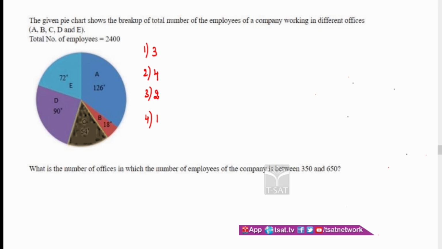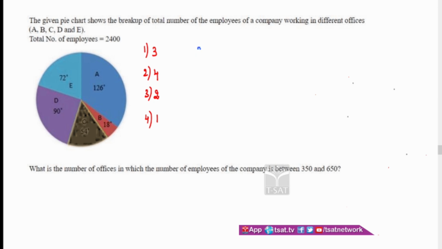A is 126, B is 18, C is 54, D is 90 degrees, E is 720. I can actually convert them into percentages. Now look at the question he is asking you. What is the number of offices in which the number of employees of the company is in between 350 to 650? How do I convert the data into degrees?